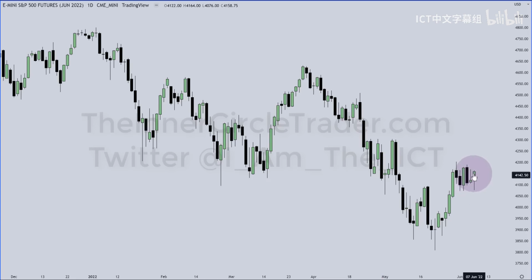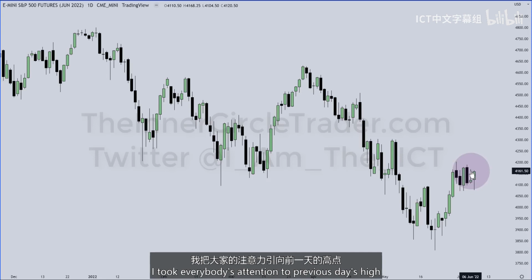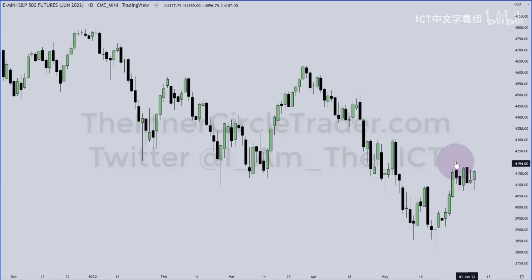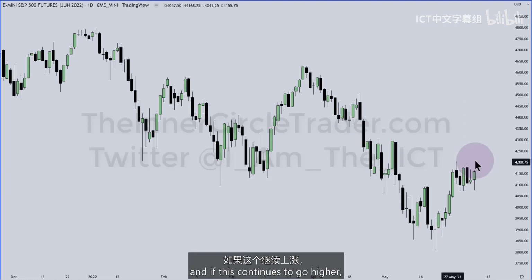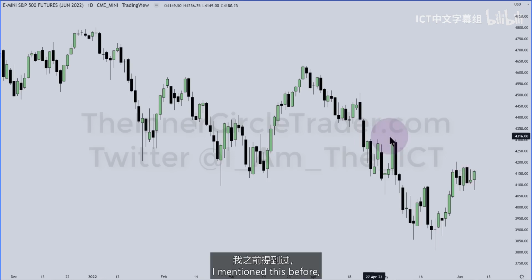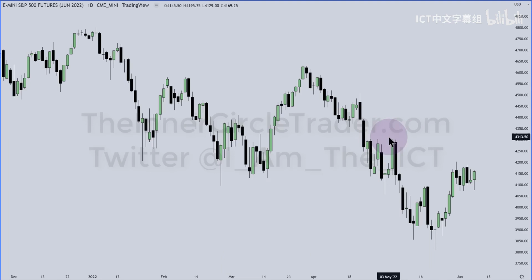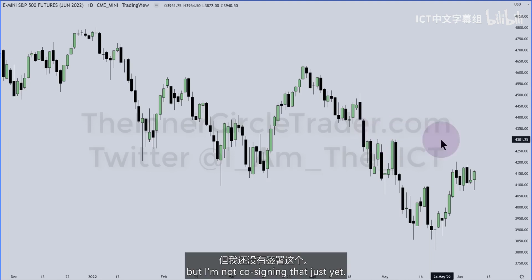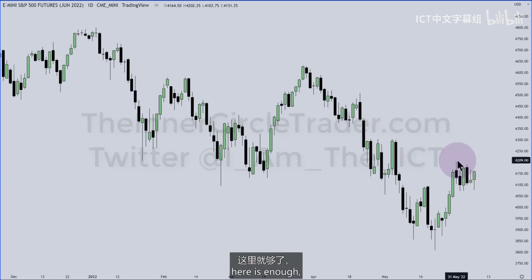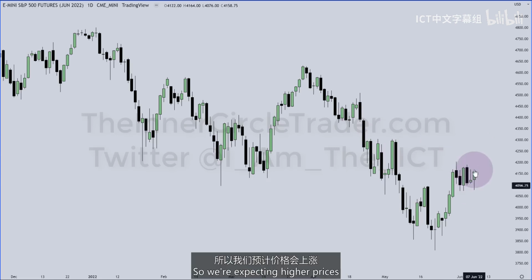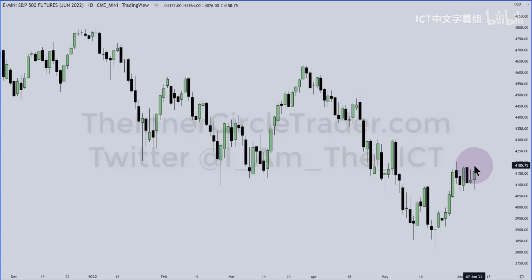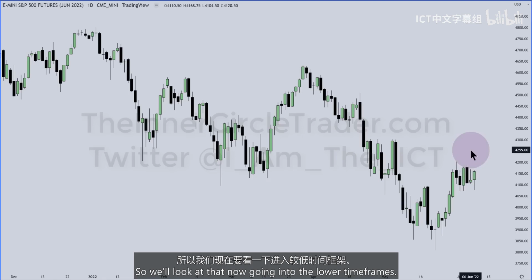I took everybody's attention to previous day's high and this high here. If this continues to go higher, I mentioned this before, I can't recall what video, but I know I mentioned it in here. This is where we could potentially draw up to for an intermediate term target or objective. But I'm not co-signing that just yet. Right here and here is enough. So we're expecting higher prices after this shift in intraday volatility. We'll look at that now going into the lower time frames.